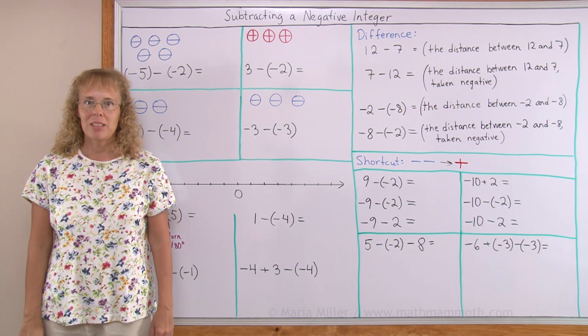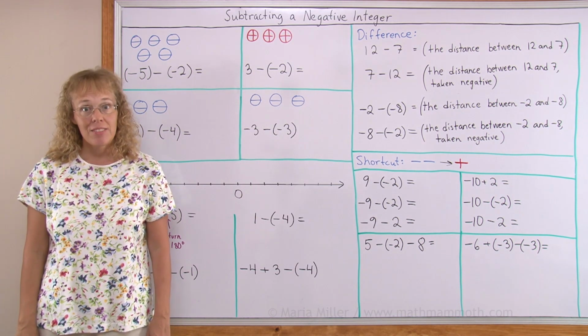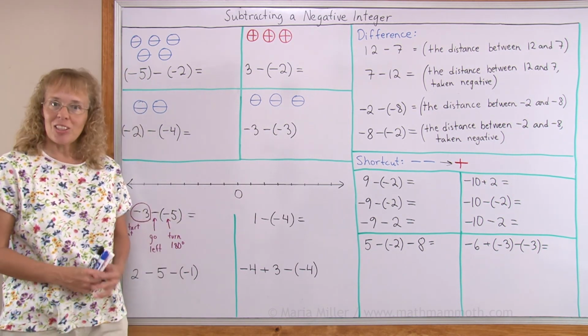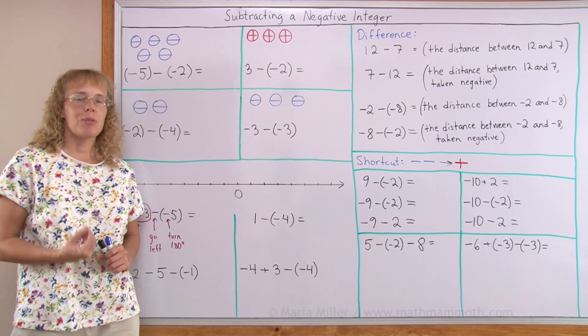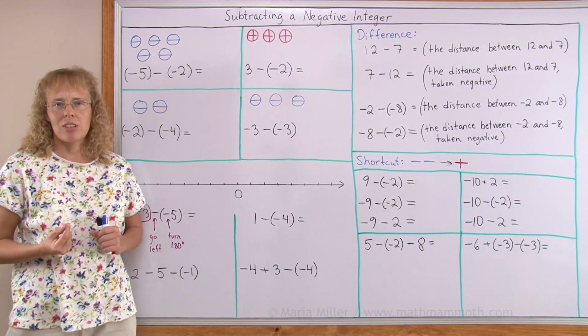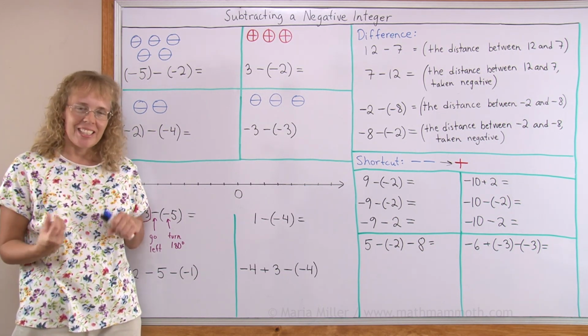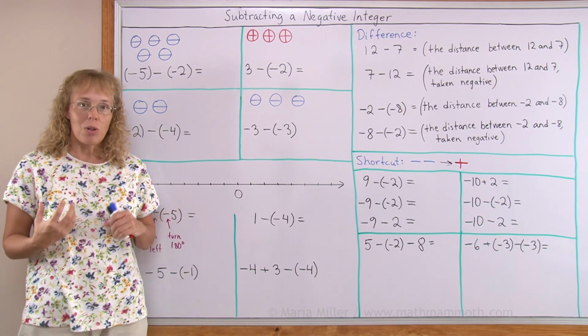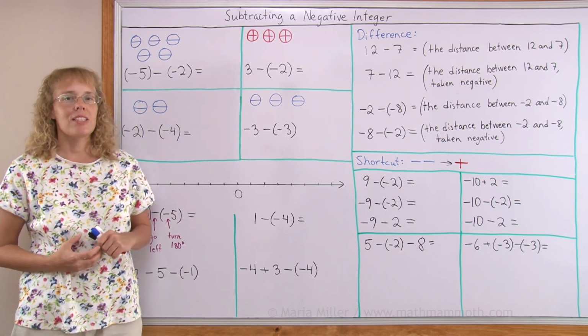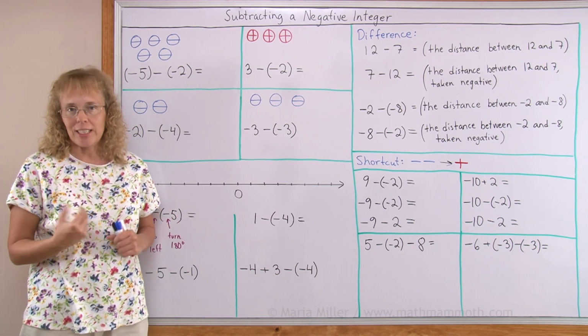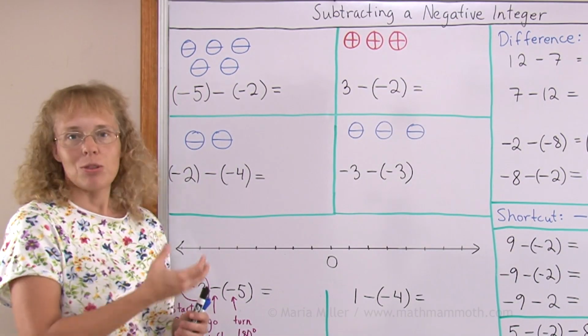In this lesson we're going to study subtracting a negative integer. That often causes problems for students because it is so counterintuitive, it doesn't seemingly make sense. So I'm going to show you two models and then a third way to think about it, and then we will come to a shortcut. Now, the first model has to do with counters.